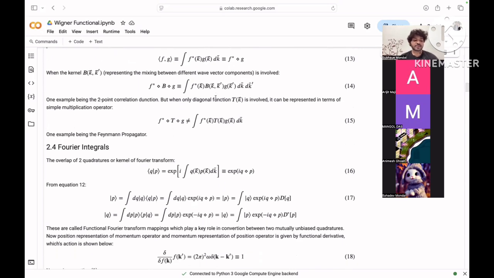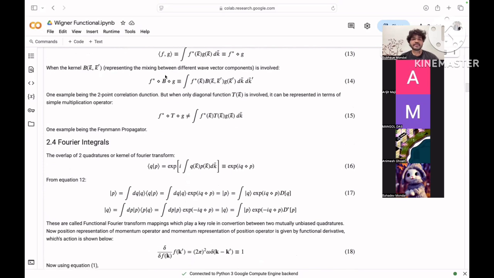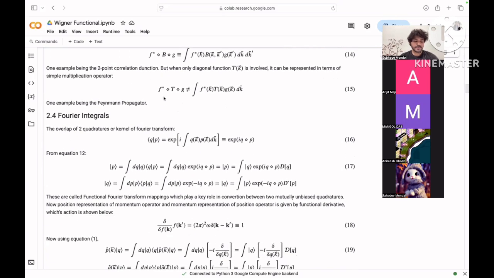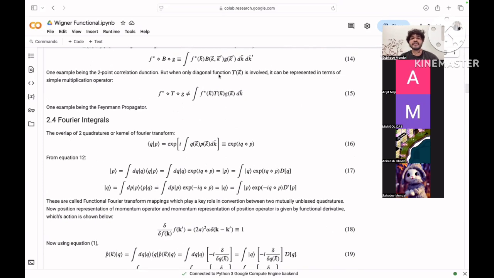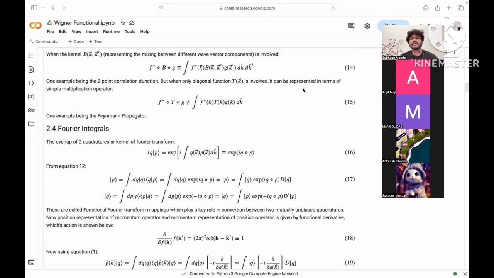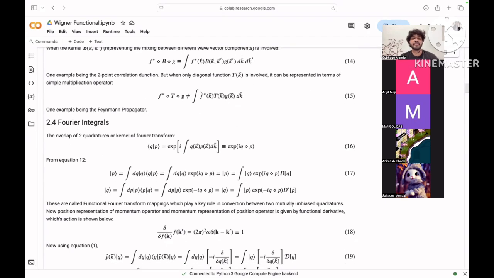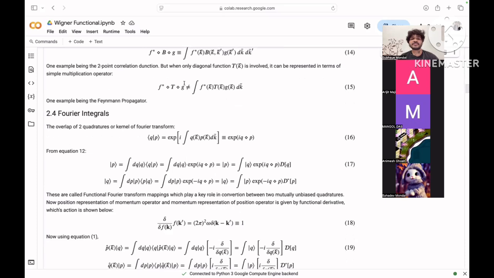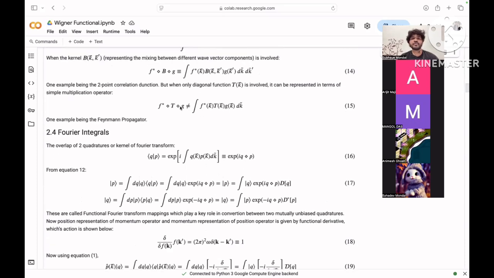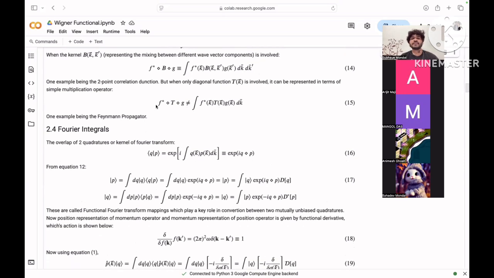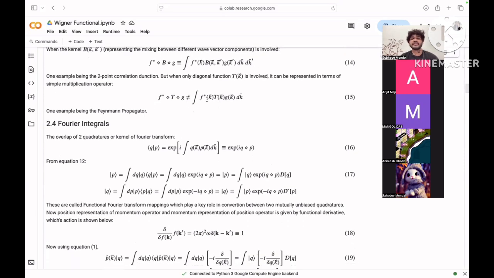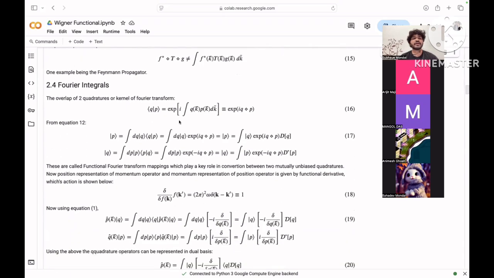Now, when kernels are also involved, here is the kernel that is written with k vector and k prime vector. The relation can be written like this one in equation 14. And also, where the kernel is not involved, when only the diagonal function is involved, this equation does not hold, and this imposes an inequality with this relation. One example for the first case can be a 2-point correlation function in quantum optics, and for the second one, the inequality, one example can be the Feynman propagator.